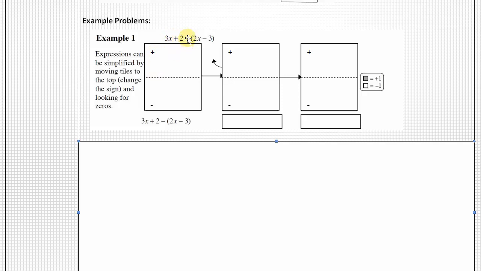As soon as I see this negative sign outside of parentheses, it's telling me to go into the lower region, this negative region, and in that region to put 2 x tiles, positive, and 3 negative unit tiles. So go ahead and attempt to draw that in, pausing the video if you need to, and then resume the video to see how our work compares.